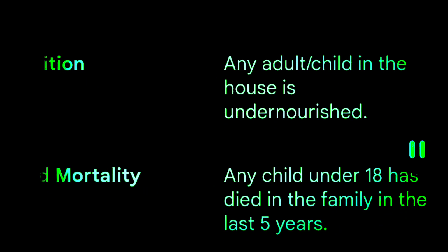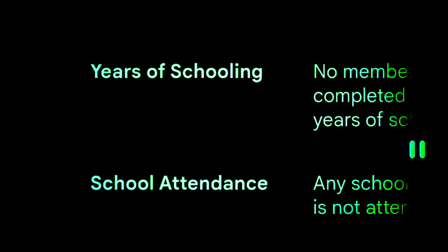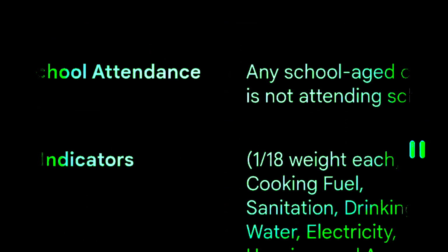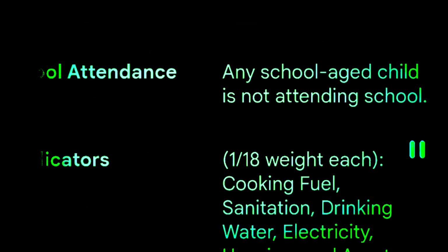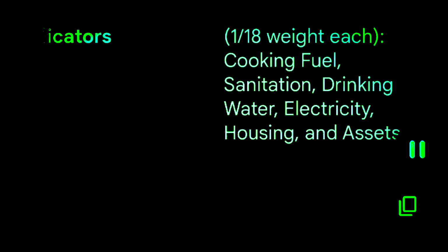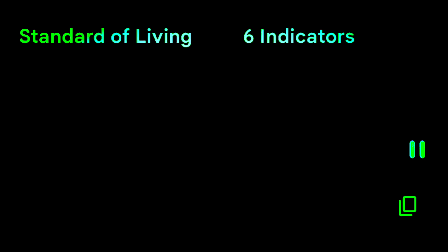Education. Years of schooling: no member has completed at least 6 years of schooling. School attendance: any school-aged child is not attending school. Standard of living: 6 indicators, 1/18 weight each: cooking fuel, sanitation, drinking water, electricity, housing, and assets.